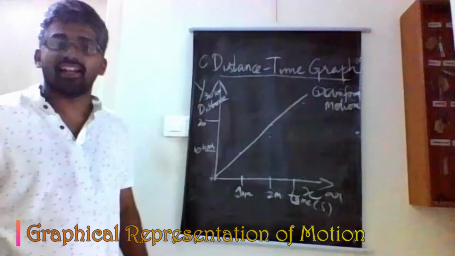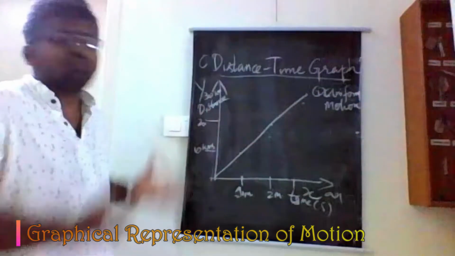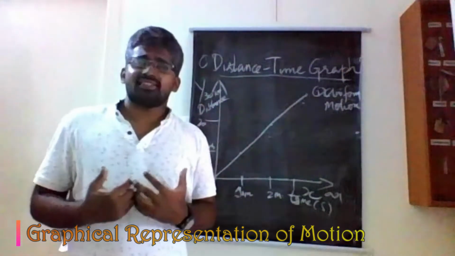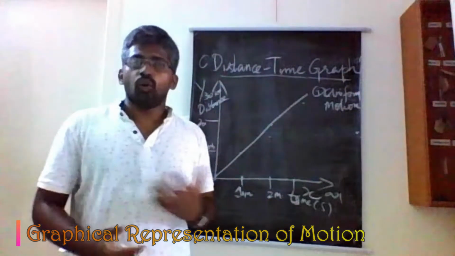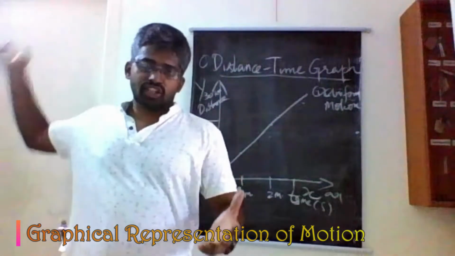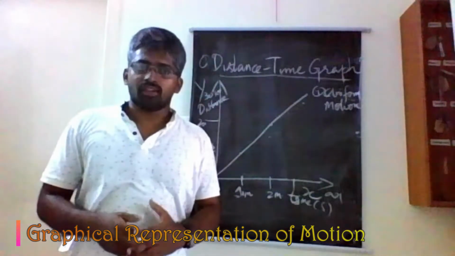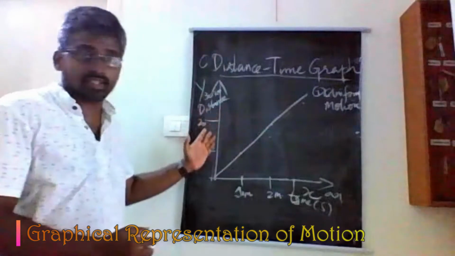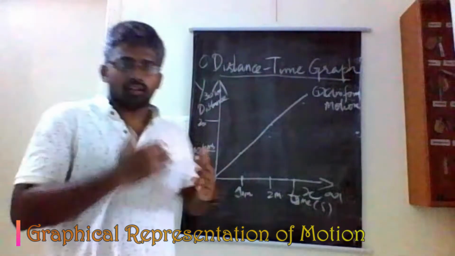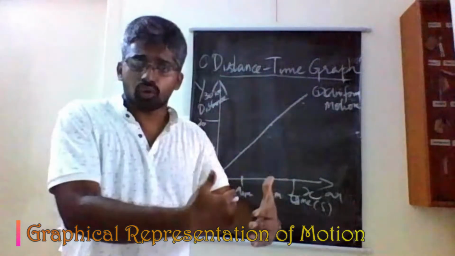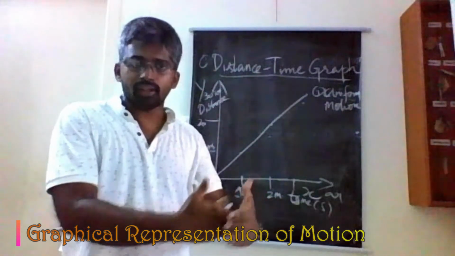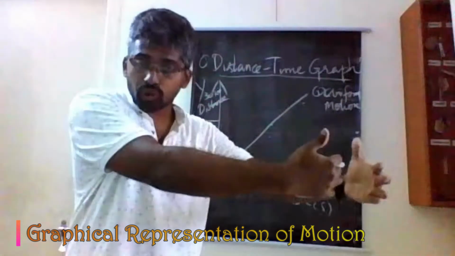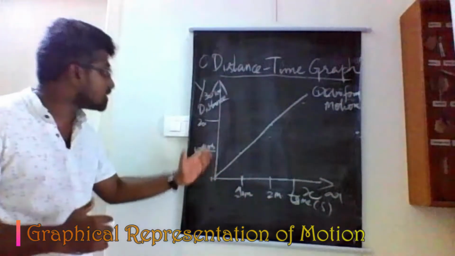So what are we going to find? Take a practical example: when you are going in a car from Maraimalai to Chengalpet or Vilupuram or Trichy, you know the distance. At 8 o'clock you are starting, at 8:30 you are reaching one point, at 9 o'clock you are reaching one point, at 9:30 another point, at 10 o'clock another point, and the distances are the same.